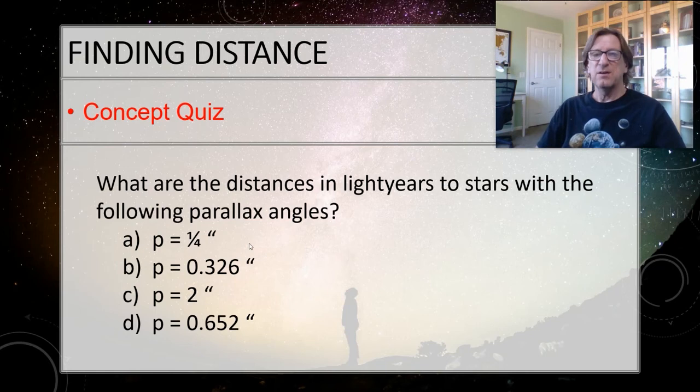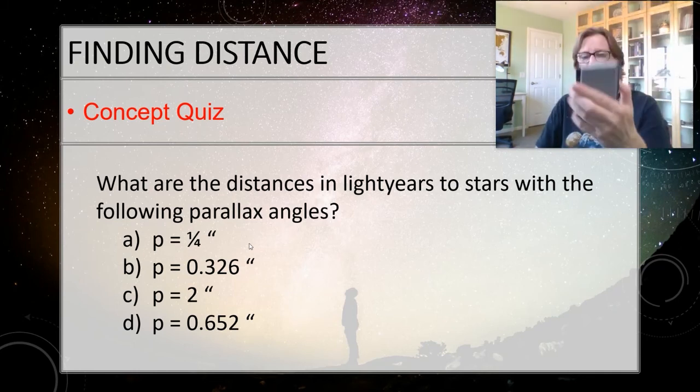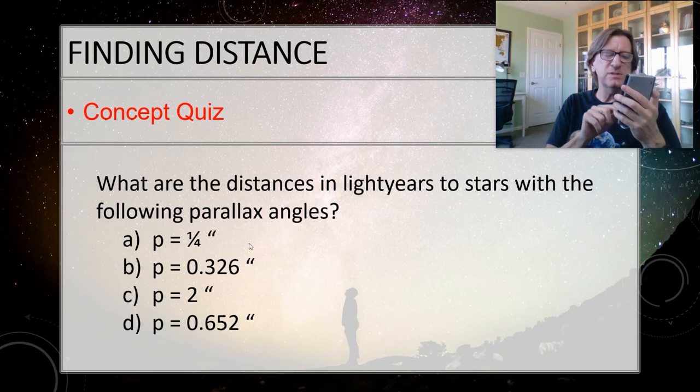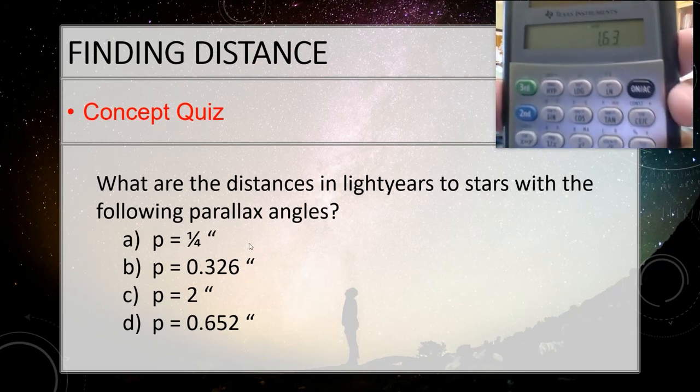All right, let's do another one. So this one is 2 arc seconds away. That's actually crazy close, but whatever. 1 divided by 2 is going to be 0.5 arc seconds. It's going to be 0.5 parsecs, sorry, times 3.26. So this one is 1.63 light years away.